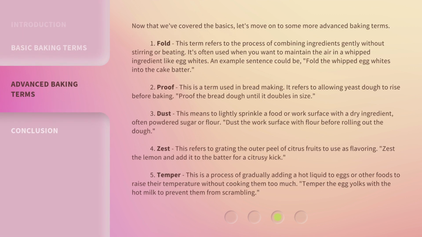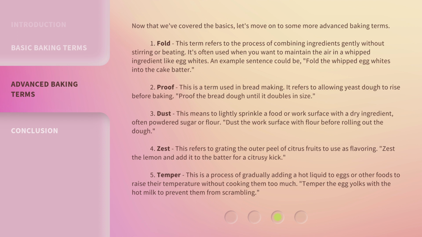Now that we've covered the basics, let's move on to some more advanced baking terms. 1. Fold. This term refers to the process of combining ingredients gently without stirring or beating. It's often used when you want to maintain the air in a whipped ingredient like egg whites. An example sentence could be, fold the whipped egg whites into the cake batter.